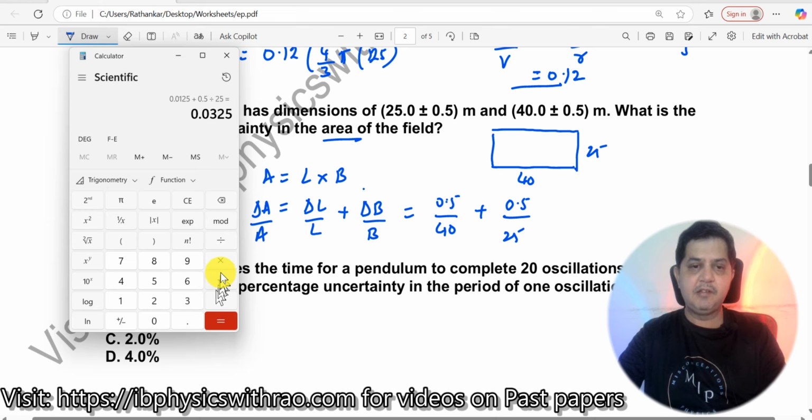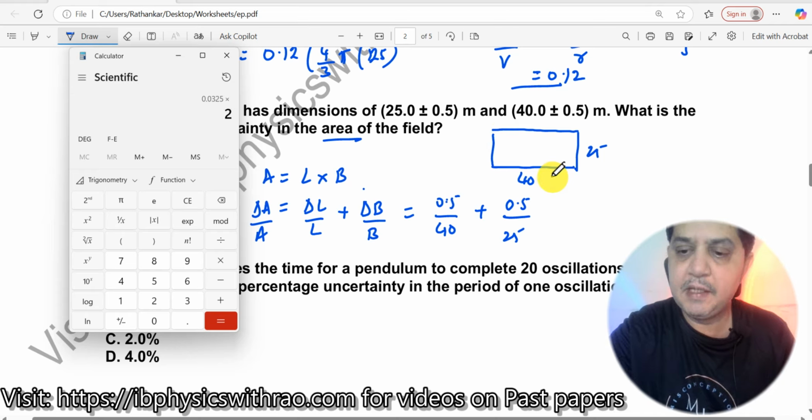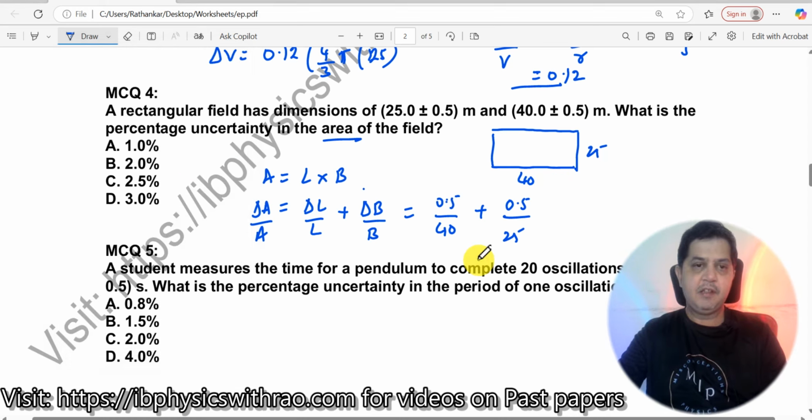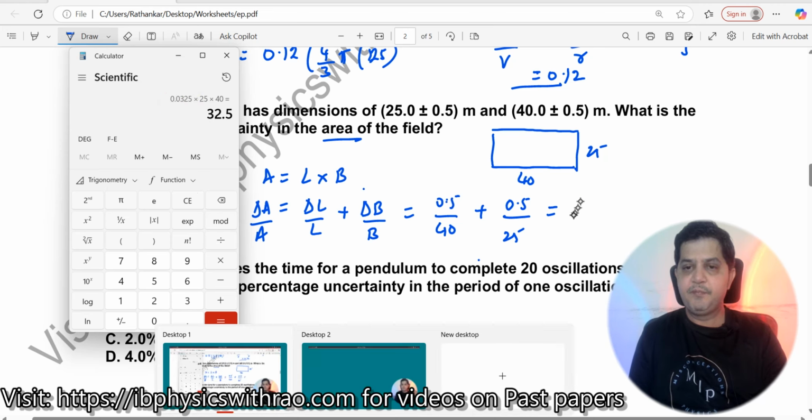What is the area value? Area is L into B, which I multiplied as 25 into 40. Multiply this by 25, multiply this by 40. I get the answer as 32.5. So, oh sorry, I need delta A by A here. I just need this value here. Why do I need delta A here? Delta A by A into 100 I need, which should have been, I need not do this value, I should get 0.0325.